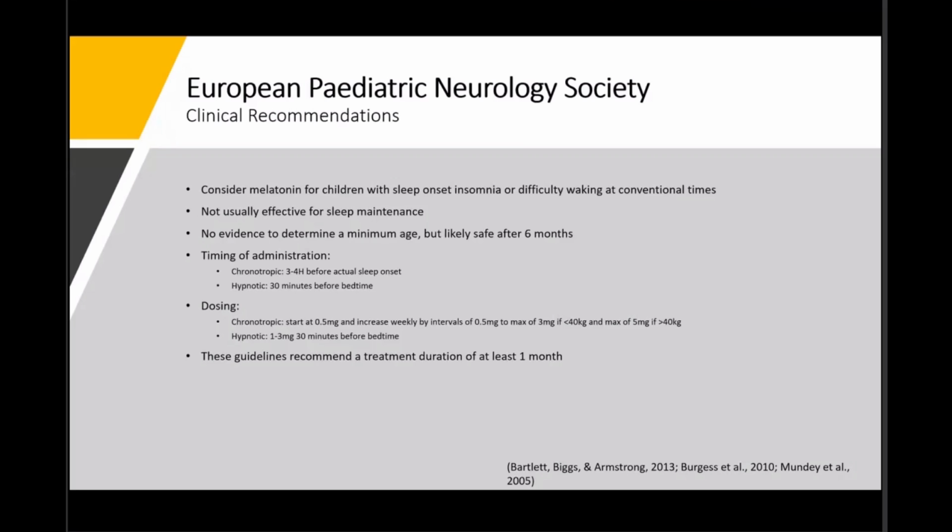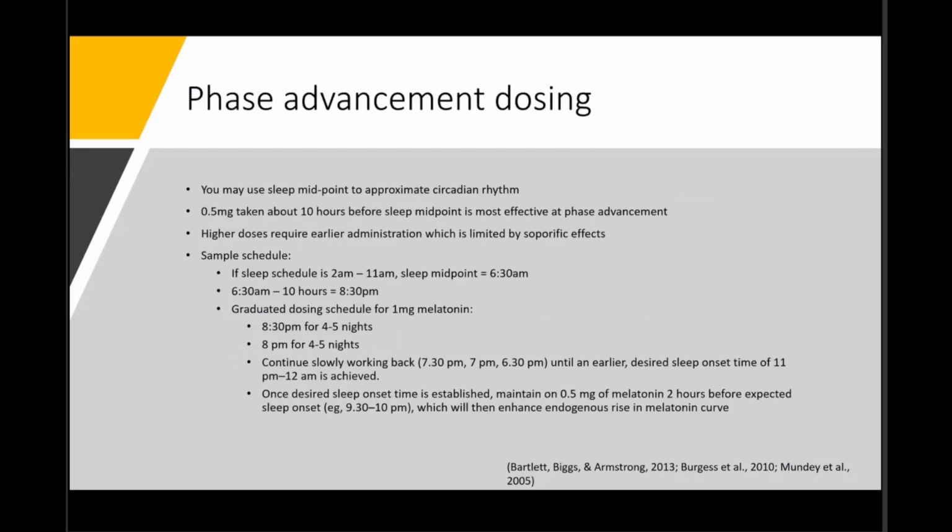So there is actually a sample dosing schedule in here for a child, for instance, falling asleep at 2 a.m. and waking at 11 a.m. If you were to calculate that, sleep midpoint would be 6:30 in the morning. For chronotropic effects, you want to dose 10 hours prior to sleep midpoint. So in this case, that would be at 8:30 p.m. So you're going to start at 8:30 with that 0.5 milligram or 1 milligram.